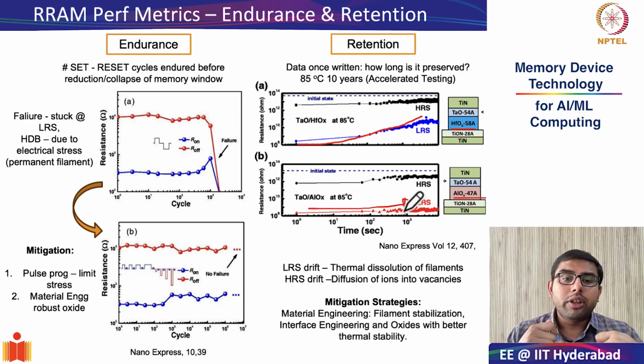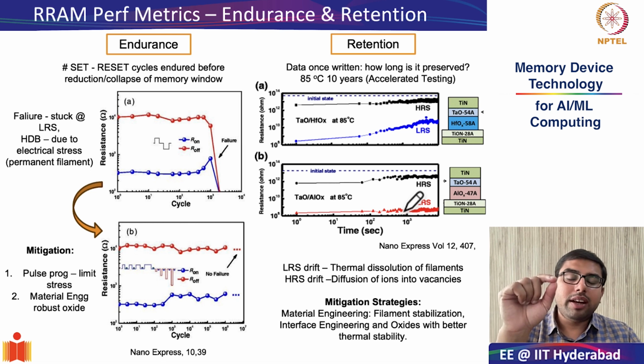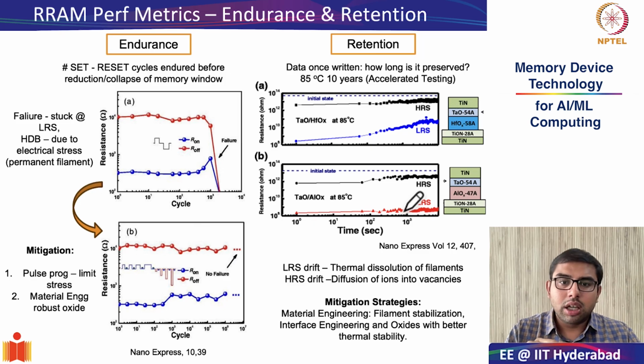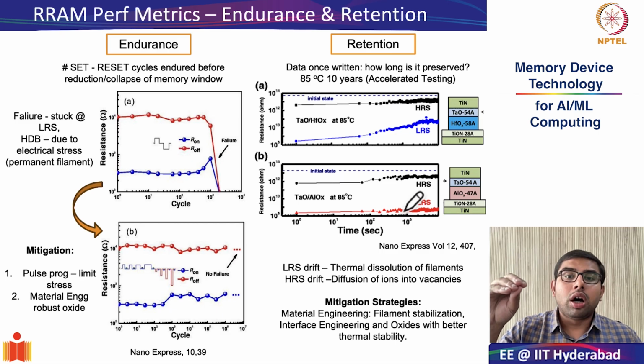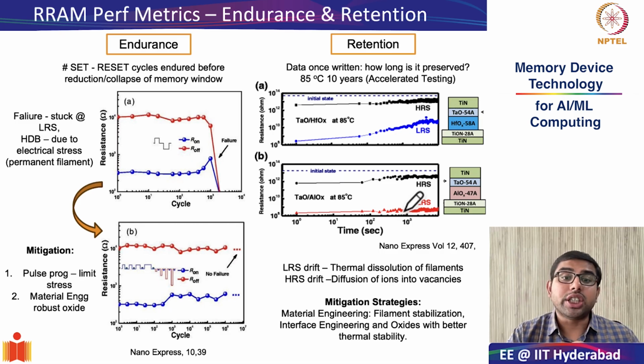This is because the primary mechanism of drift in resistance with time when the device is in low resistance state is due to the thermal dissolution of the filament. Let's recall that in VCRAMs, this spatial distribution of oxygen vacancies was the reason for this conductive filament, and if you allow the filament to stay at elevated temperatures, there is a chance that these filaments may dissolve due to thermal diffusion of oxygen atoms from neighboring regions.